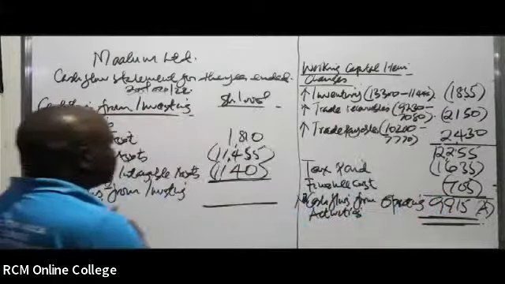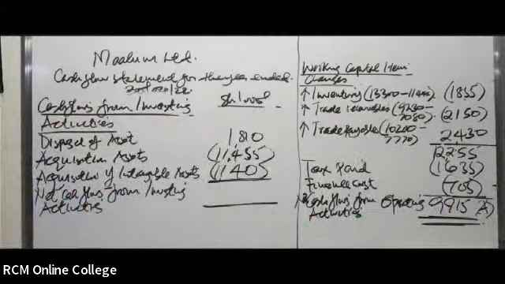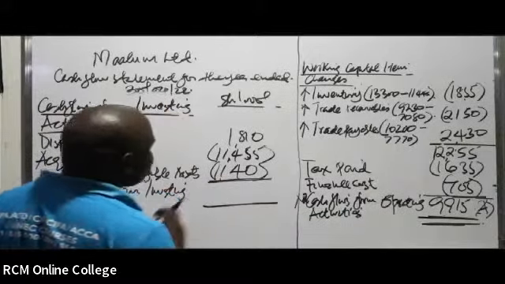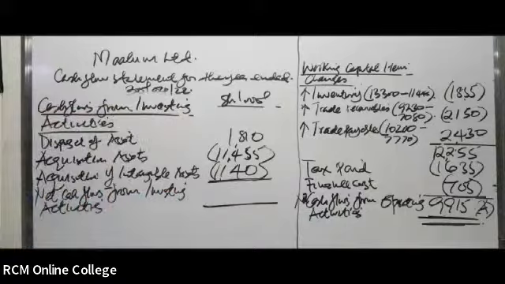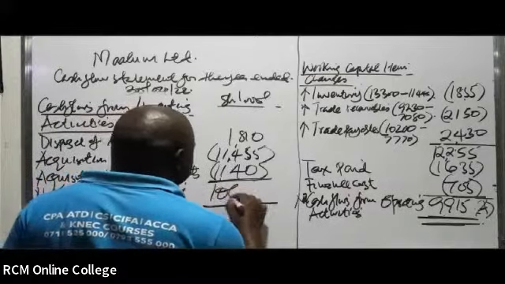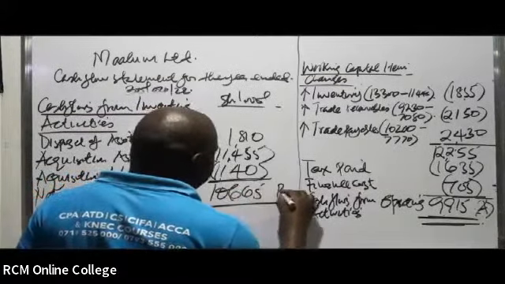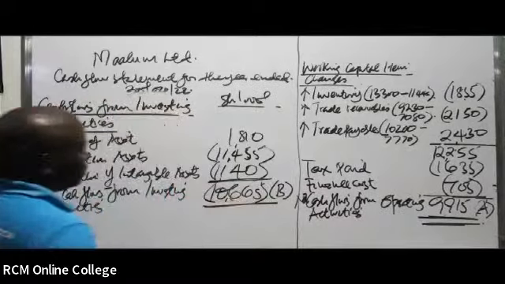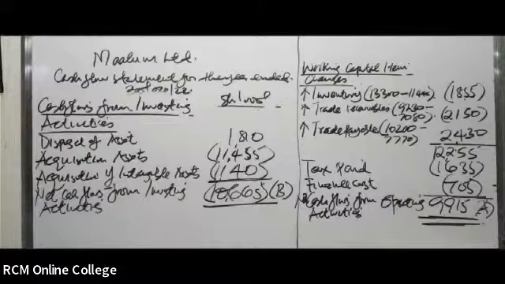What about this one? So 1810 plus 11 minus 11,455 minus 1140. You're getting 10,665. So these are our parts B. This is our part B, which in this case is negative. It is negative 10,665. So that is our part B.